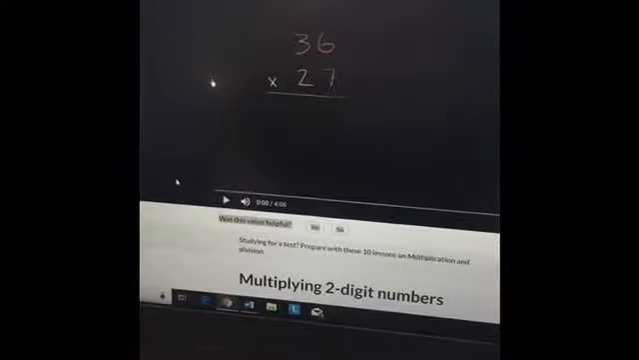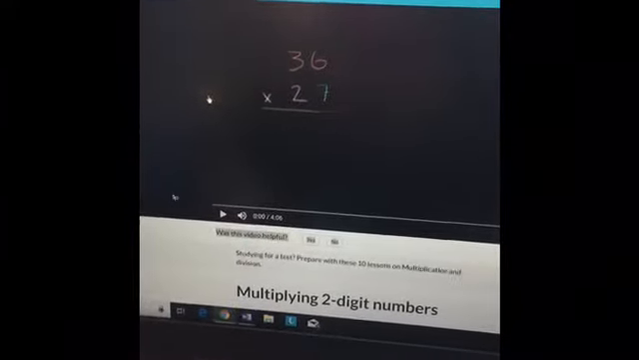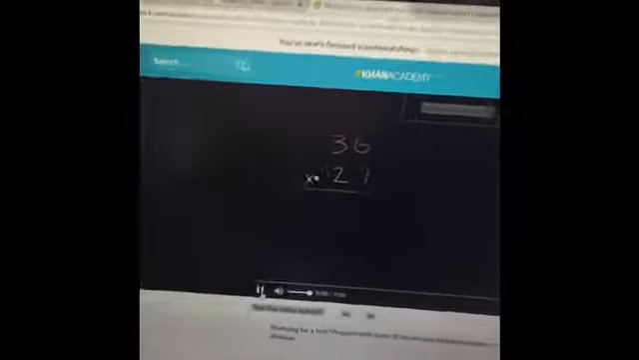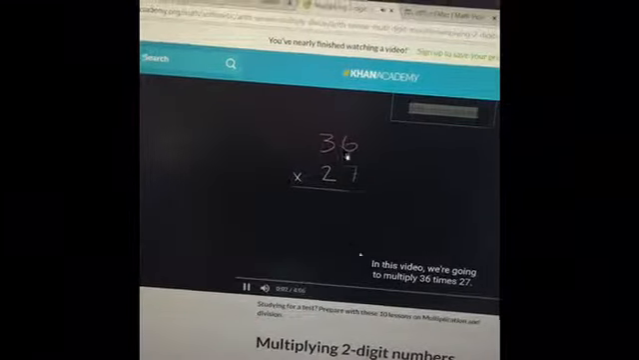So the first activity I'm going to demonstrate with Maria is how to multiply using 2-digit numbers, as that's something that she struggled with in her Assessment 1. So I've got a video that explains how to do the process. 36 times 27, so we're multiplying two 2-digit numbers.